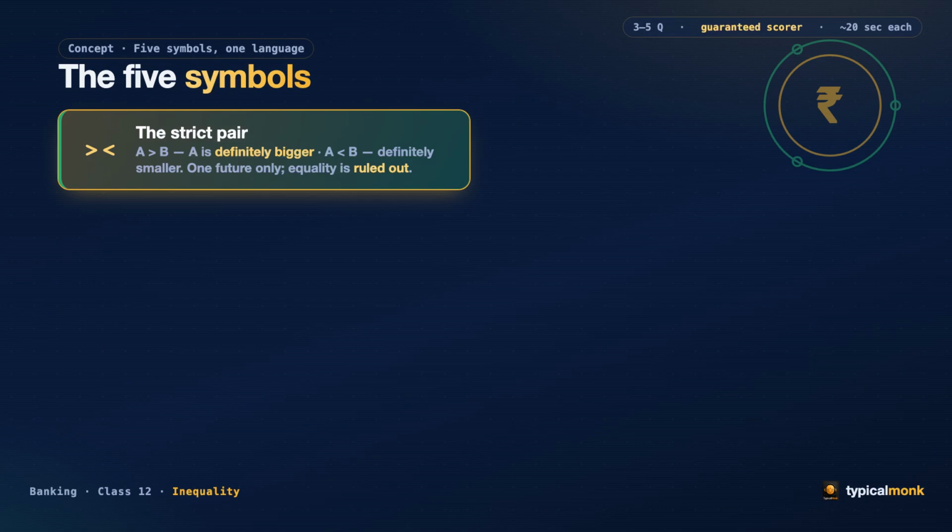First, the entire language of this chapter. Just 5 symbols. Tile 1, the strict pair. A greater than B means A is definitely bigger. A less than B, definitely smaller. Only one future is allowed. The door to equality is closed. That is what strict means.